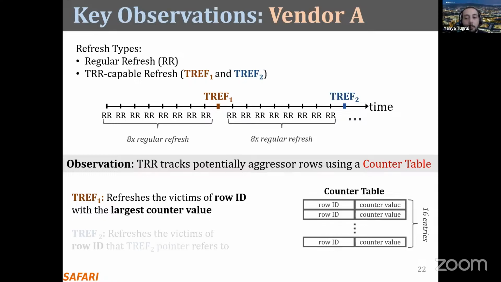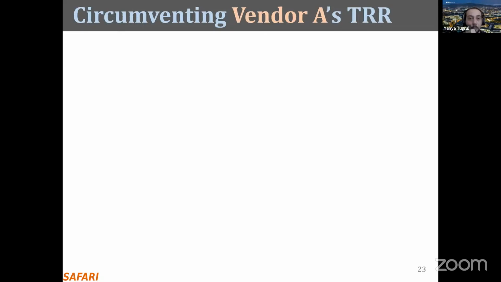On the other hand, TRF2 uses a pointer that indicates the row ID from the table to refresh its potential victim rows. After performing TRF2, the TRF2 pointer advances to the next entry in the table in a circular manner. Based on these observations, we craft a new RowHammer access pattern that circumvents the TRR mechanism of vendor A.